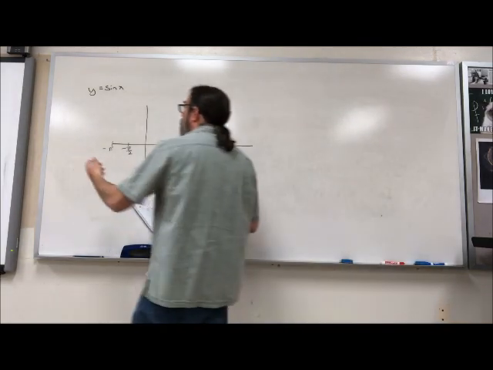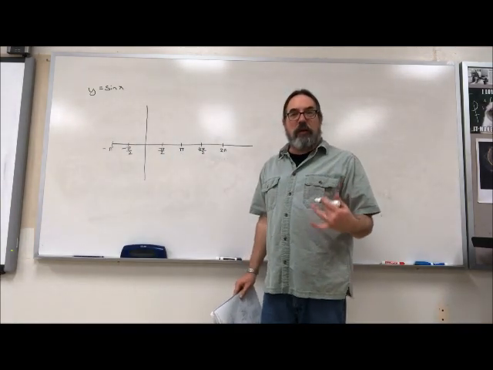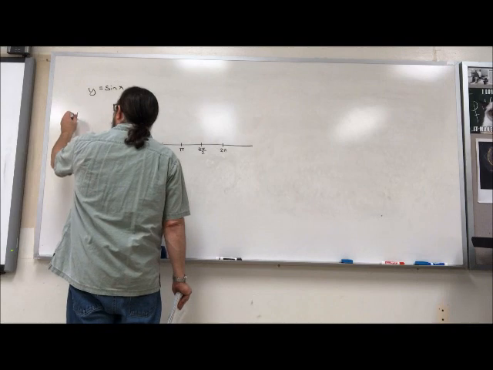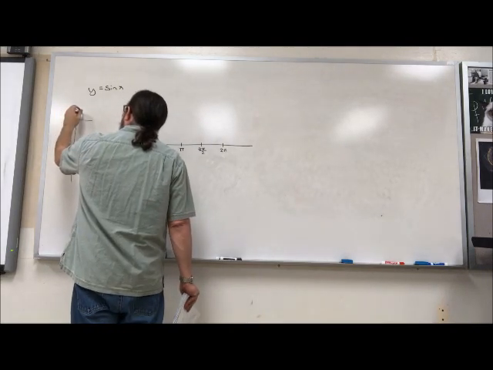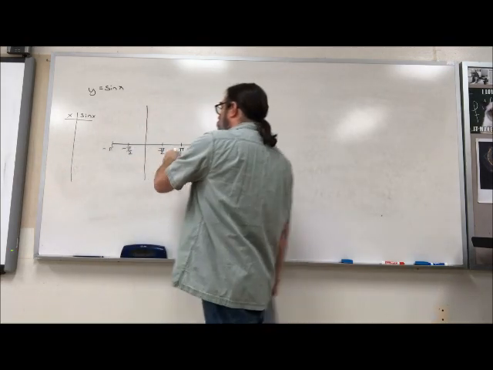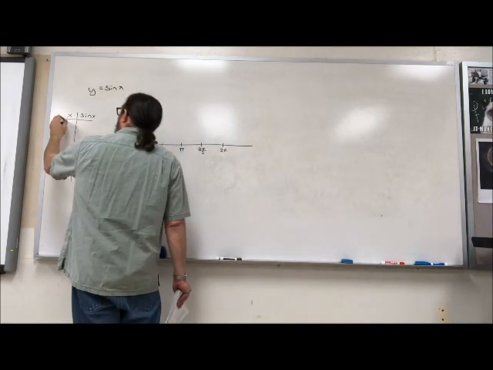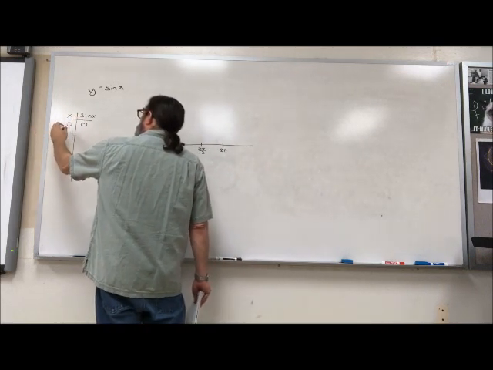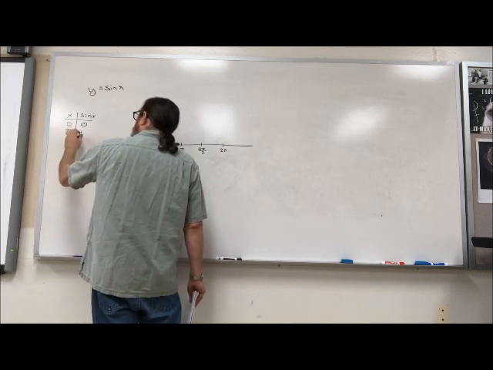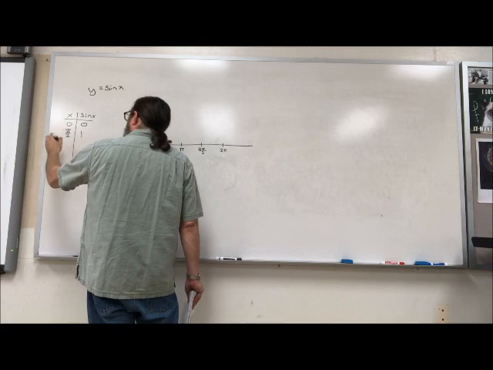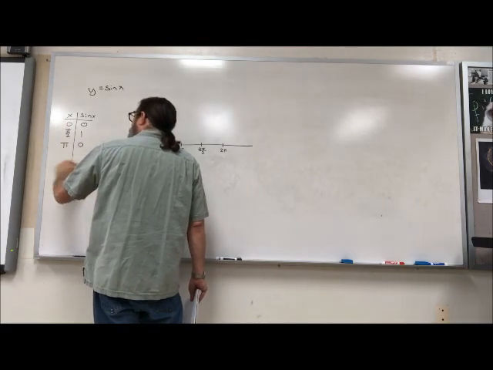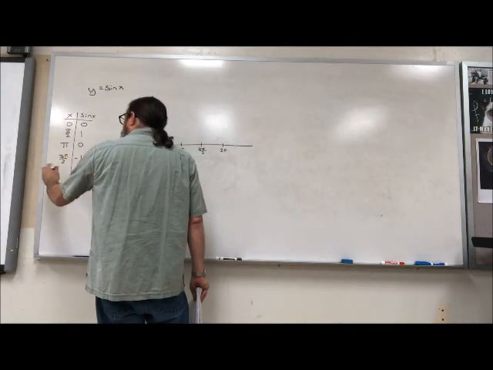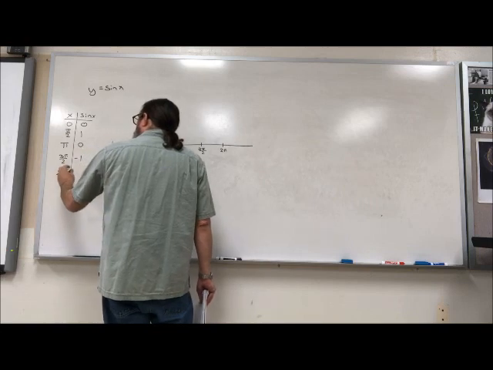So let's look at a table of values. Remember when we first started graphing functions in this class, one way that we could always do it was to make a table of values. So we're going to do that here. We're going to have x, and then sine x. I'm going to start at 0. The sine of 0 is 0. The sine of pi over 2 is 1. The sine of pi is 0 again. The sine of 3 pi over 2 is going to be negative 1. And the sine of 2 pi is going to be 0 again.